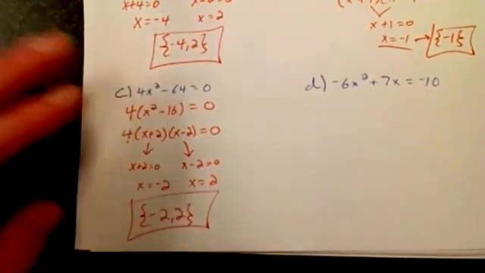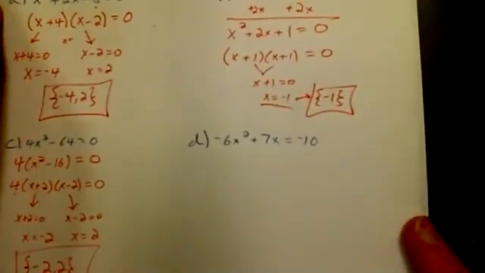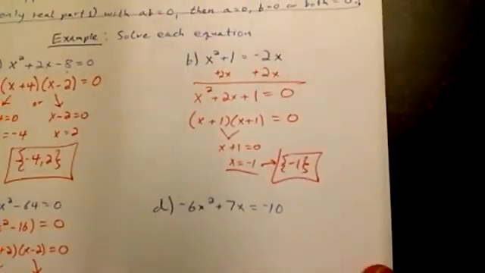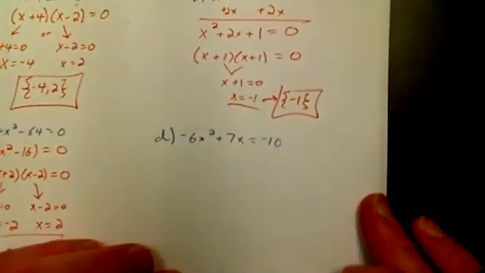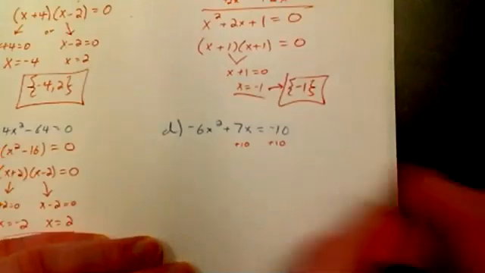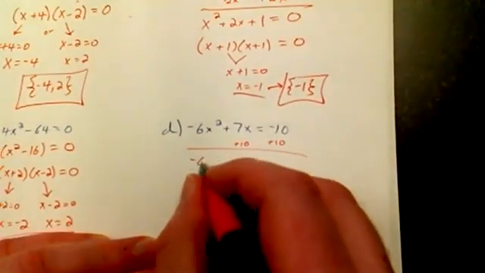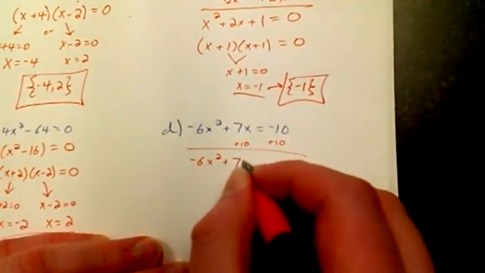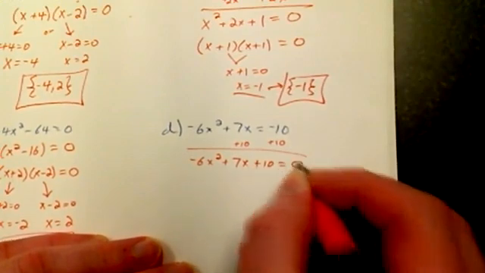So we're seeing factoring as our friend. It's really helping us. And now I got one that's a little more complicated. This one right here, same strategy. Get everything on one side, first of all. So I got negative 6x squared plus 7x plus 10 equals 0.